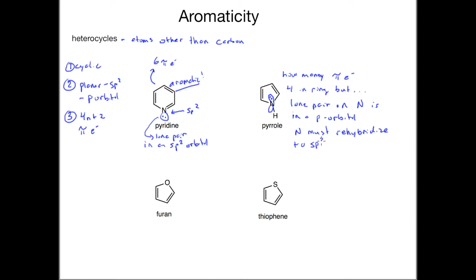So therefore, this compound is now aromatic. This gives us a total of 6 pi electrons within the system.